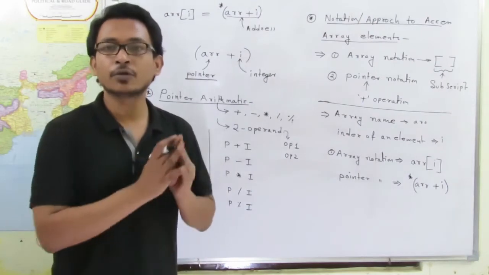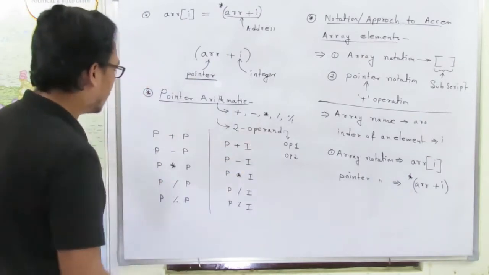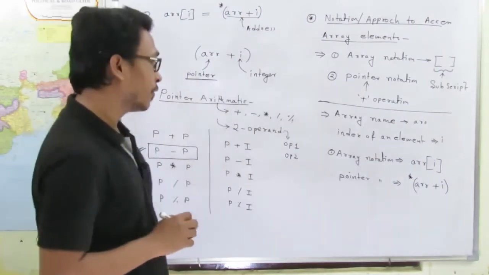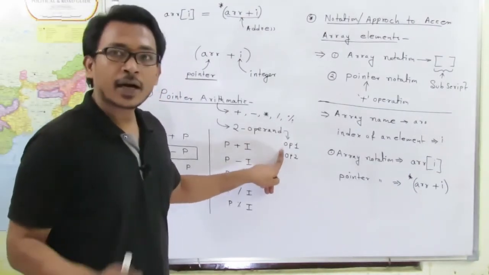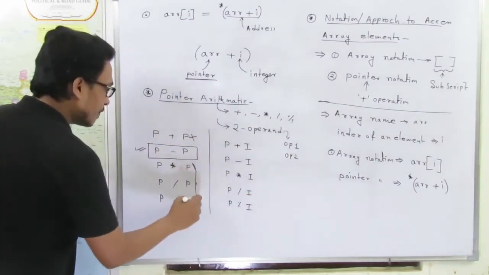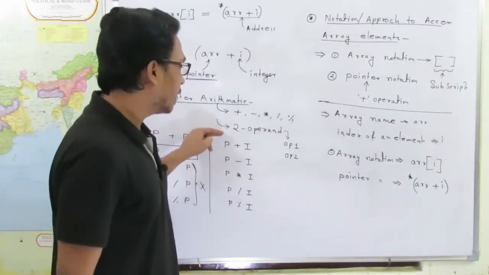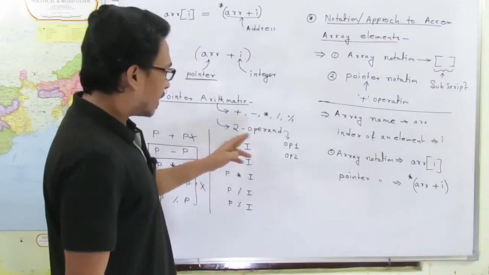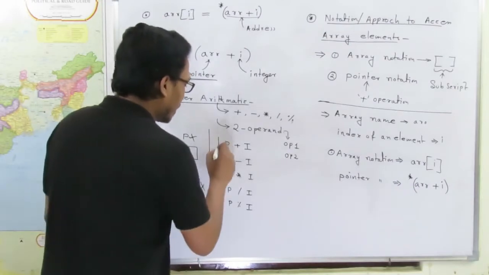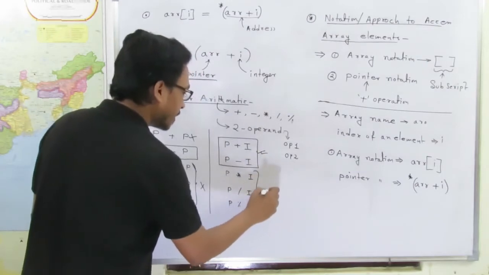Which operations are valid and which are not valid? In case both operands are pointers, at that time we can perform only this particular operation. That means only this particular operation is valid when both of these operands are pointers, and the remaining 4 combinations are invalid operations. Now coming to this particular part where only one operand is a pointer and the other one is an integer. In this scenario only these 2 combinations are valid and the remaining 3 combinations are invalid.